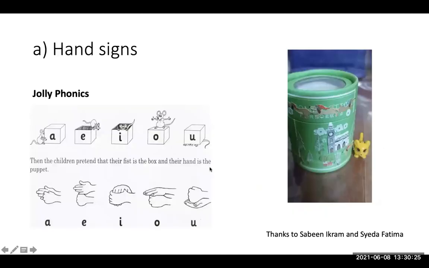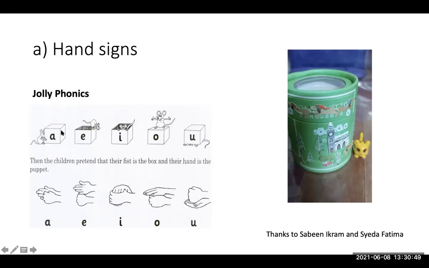Okay, so let's have a look at this small video. Special thanks to Sabine and Sayyida Fatima for this video. You can see that you can teach Jolly Phonics hand signs for identifying short vowel sounds in words. Look at the pictures over here. You can use this activity with any empty box and container, any toy.